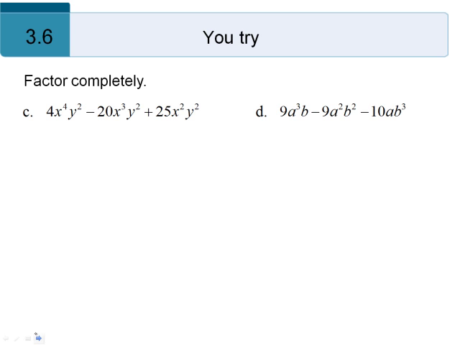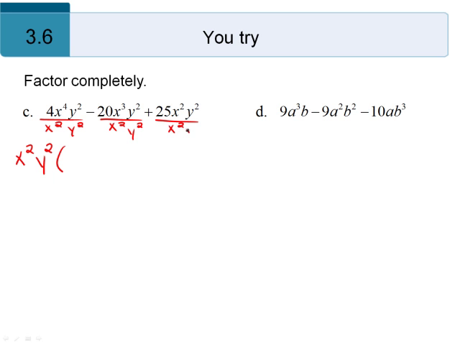Okay, letter C. Good grief, there's a lot of numbers there and variables. Now, 4, 20, and 25, nothing goes into all three of those. But look at your variables. I've got x to the fourth, x to the third, x squared. The smallest is x squared. And then the y's are the y squared in every term. So that is the smallest, even though they're all the same, that's the smallest. So x squared, y squared is my greatest common factor. So I'm going to put that up underneath each term.